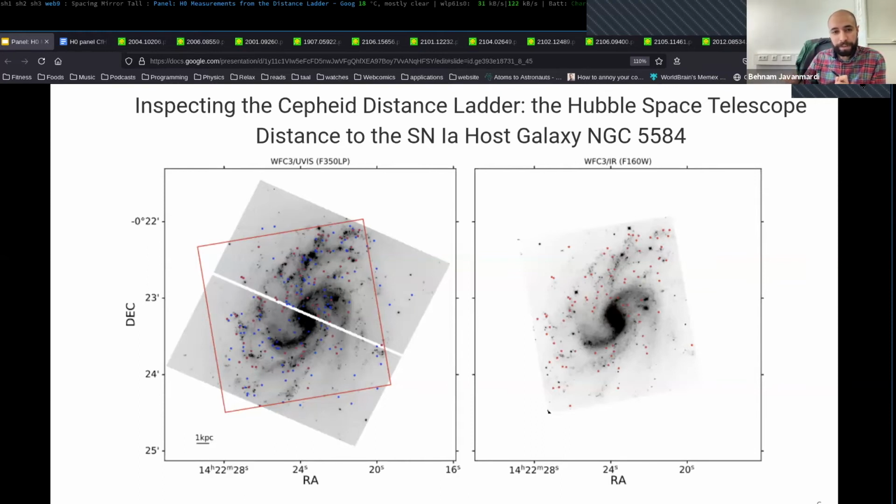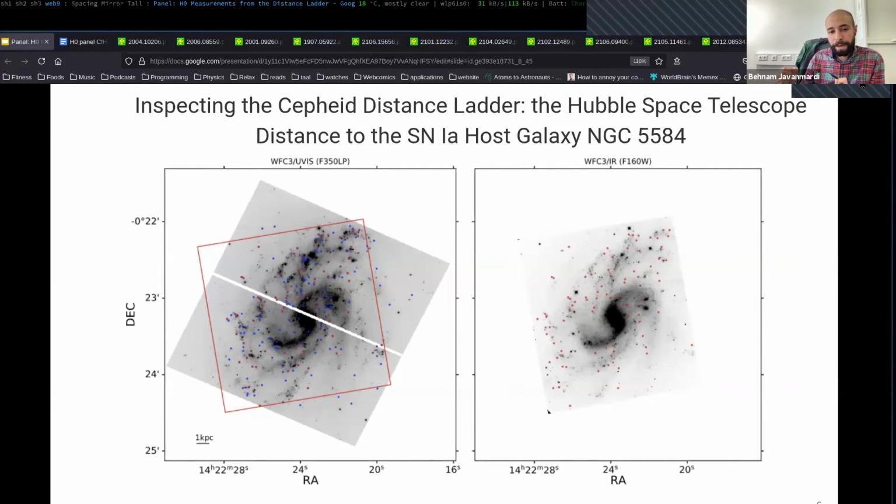And after having the fluxes at different epochs, we used a completely different method for template light curve fitting to obtain the period and the mean magnitudes or mean luminosity. And then the rest just comes out, right? After that, it's adopting a period-luminosity calibration, and then you have the distance.